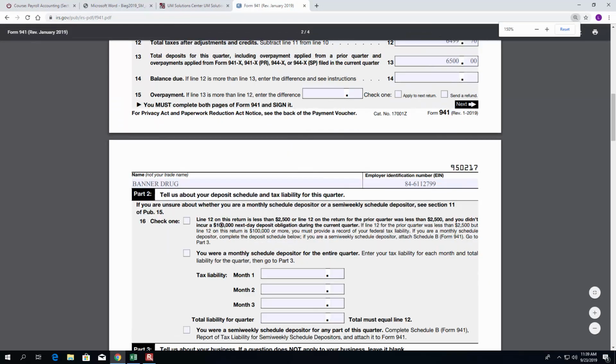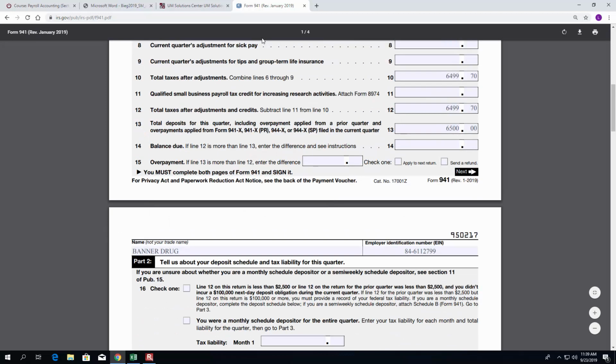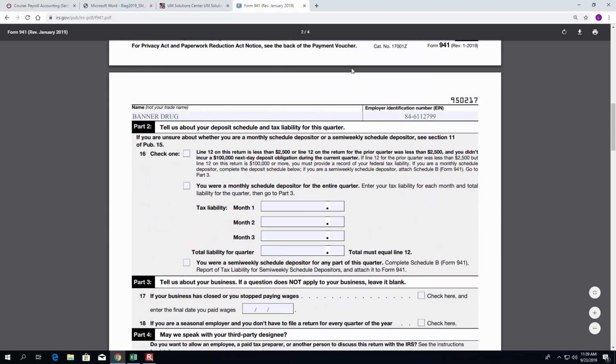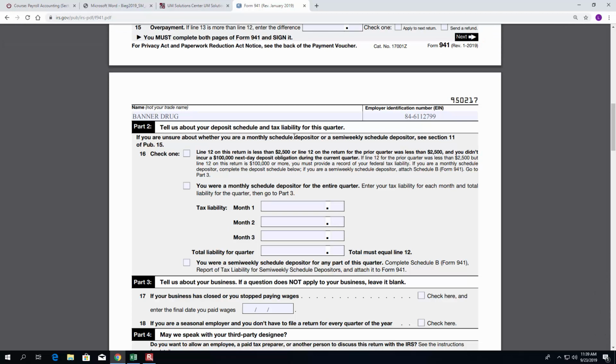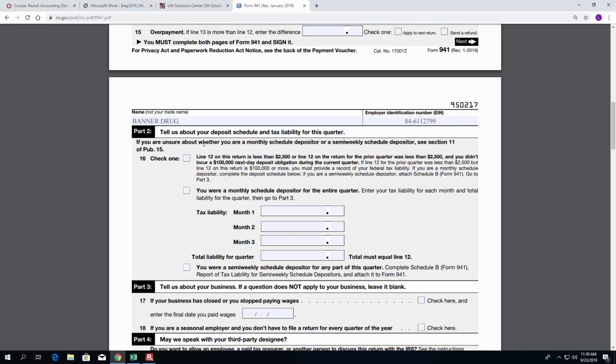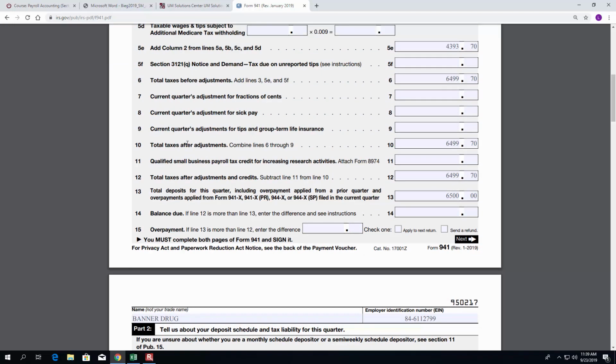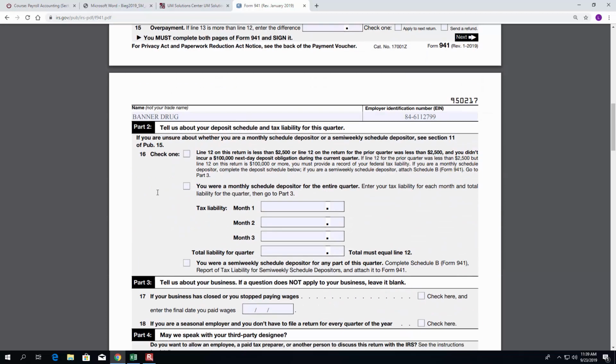Okay, so now we're on the second, we finished page 1, right? Page 2, don't forget to put your name and EIN on there. And then it says, tell us about your deposit schedule and your tax liability for this quarter. So was line 12 less than $2,500? No. If it was, that would make me one of those really small guys, and I wouldn't have to fill out anything more. I would just put my check with the tax return because I would have had to deposit during the quarter. But it's not under 2,500.